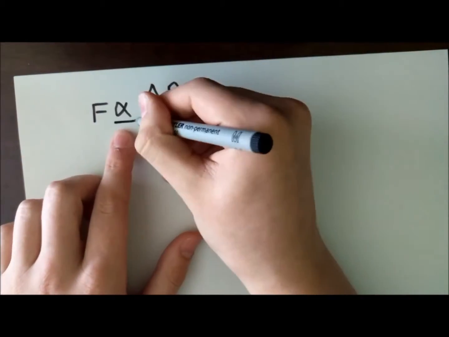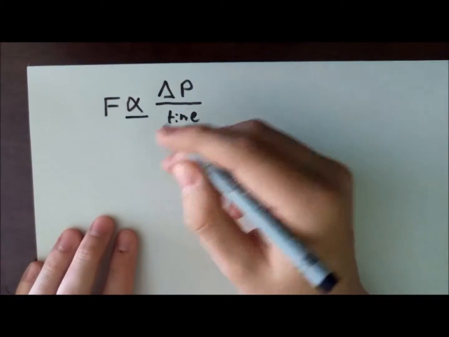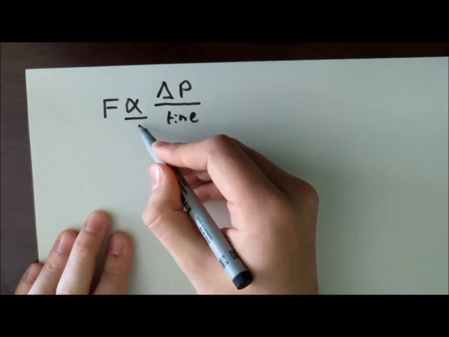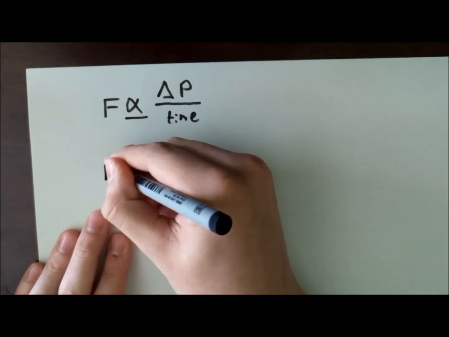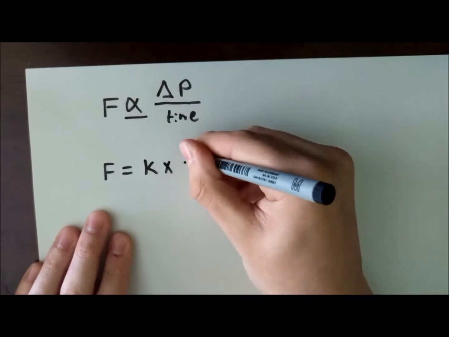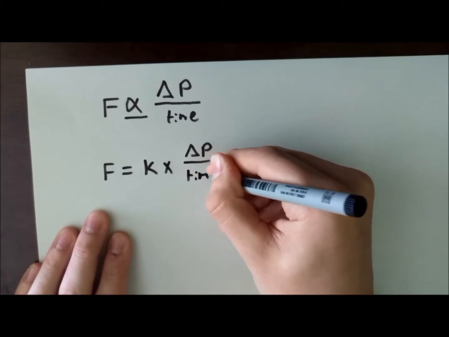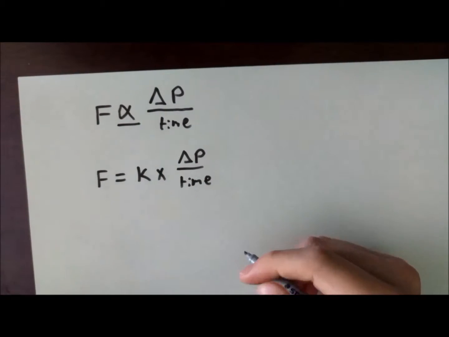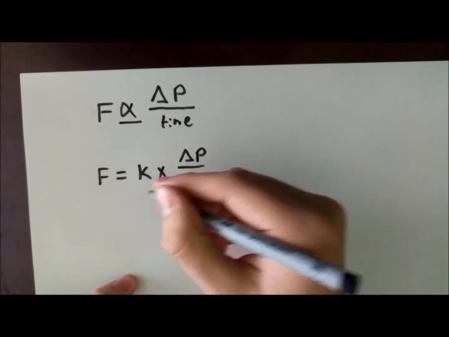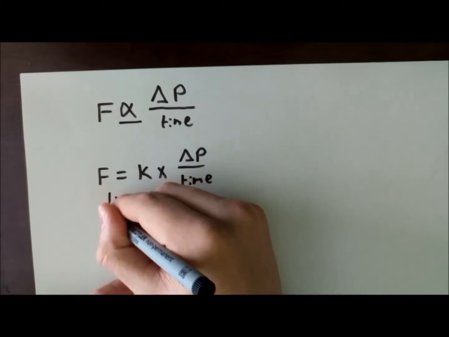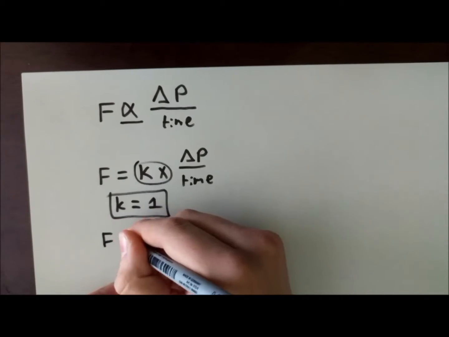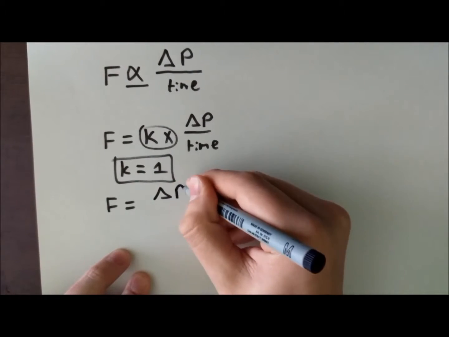Now, when we have a proportionality sign, what we want to do is get rid of it. It's nasty, we don't want it. So, if we want to get rid of a proportionality sign, we add a constant. So F, or force, will be equal to a constant multiplied by change in momentum over time. Now, to get rid of this constant and make it even easier, we always assume that the constant is equal to 1. This gets rid of this constant. So we end up with force is equal to change in momentum over time.